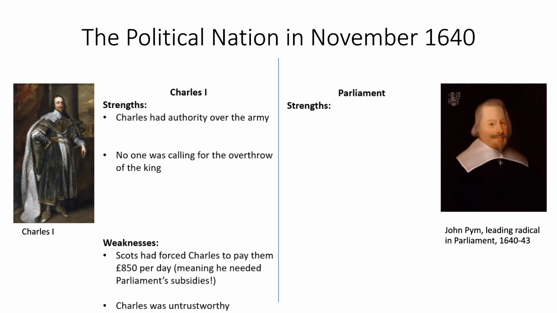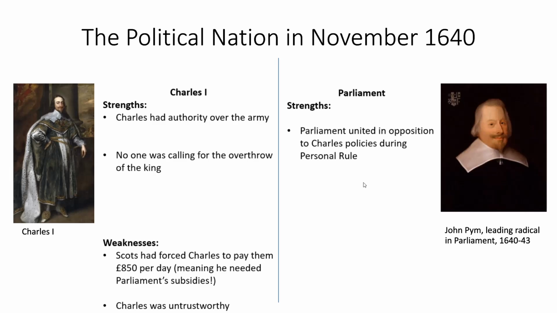Let's have a look at Parliament now. Parliament's biggest strength, really, is that they are united in their opposition to Charles's policies during personal rule. What I mean by this is that Parliament agree on what they oppose. They agree, for instance, that they oppose taxation without Parliament's consent. They agree that they oppose fiscal feudalism. They agree that they oppose Arminianism, and the list goes on: prerogative courts, popery, etc. They agree with all of those things.